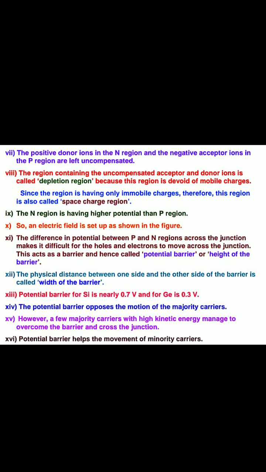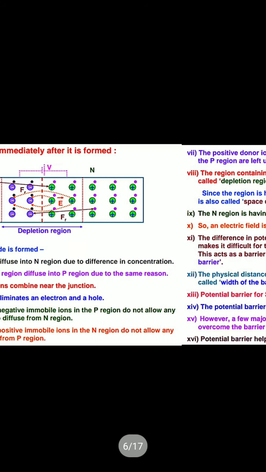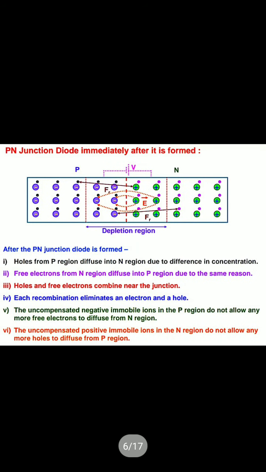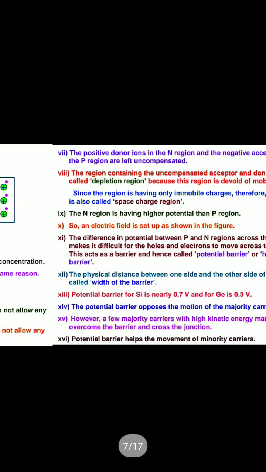Already we discussed, the N region has higher potential than the P region. So an electric field is set up as shown in this figure. Because the immobile charges are present, they do not move from one side to another side. When one side is negative, the other side is positive. That means it also acts as a self battery. That's why we have written V over there. A potential difference will also be created near the junction on both sides, P and N. This potential, due to the depletion region, will form. This is called the potential barrier. After the depletion region, we get the potential barrier.